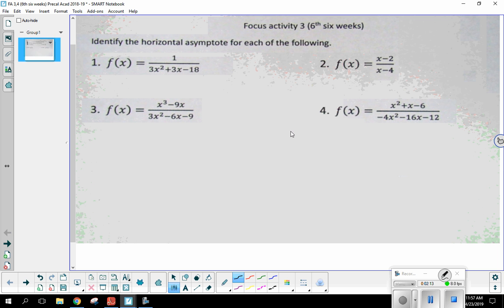Now let's think about this. It's going way back to, I want to say, the first or second 6 weeks. So a little bit of time ago. We used something to help me figure out if there was a horizontal or a slant asymptote. And it started with a D. Does anybody remember? There was another word for power. What's that? Degree. There we go. So we were looking at the degree. Okay. So there were 3 cases we wanted to take a look at.